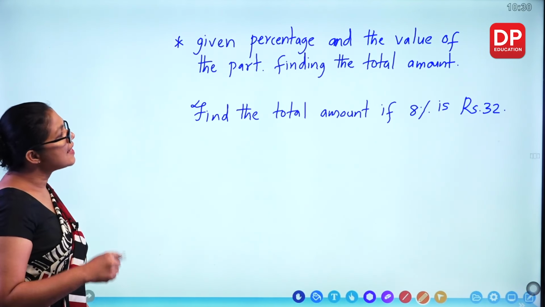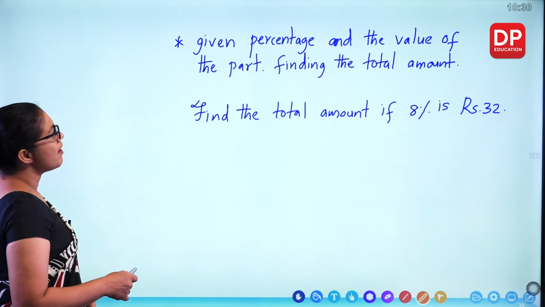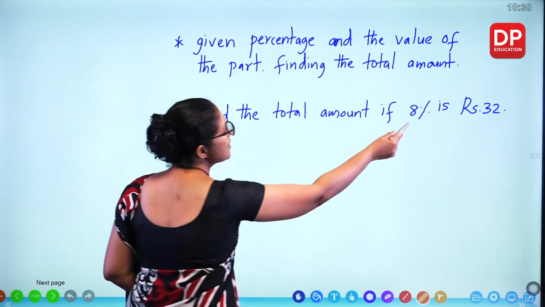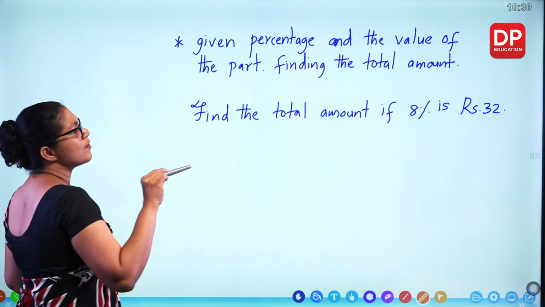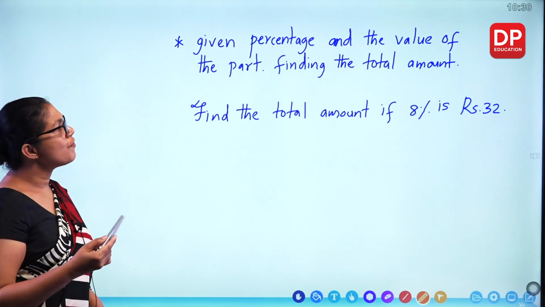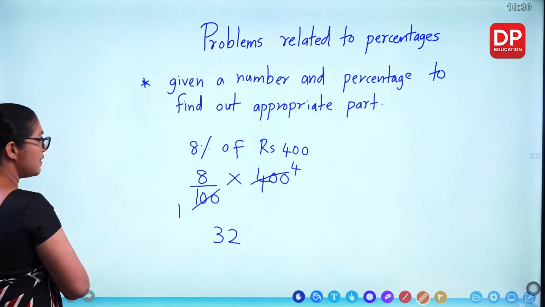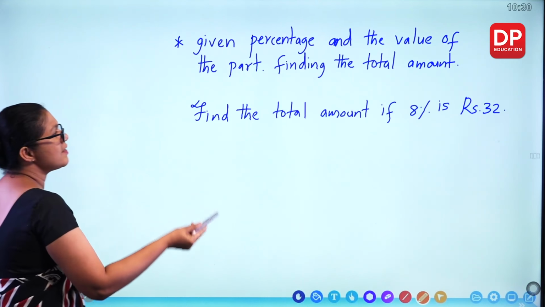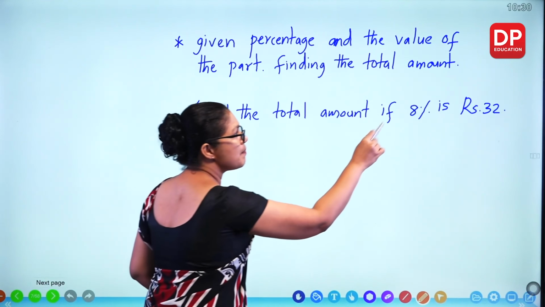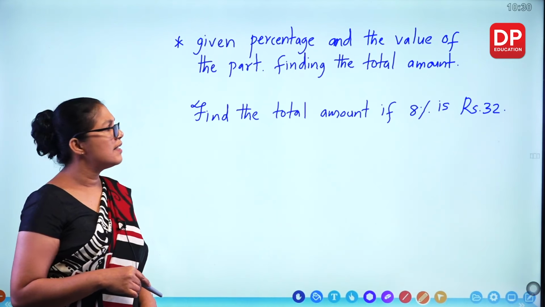Now we'll take the same problem and do it the other way around. Now the percentage is given and the part calculated is given. You are asked to find out the total amount. In the earlier question we found that 8% of this value is 32. Now in this question I gave 8% is 32. You are asked to find out the total value.